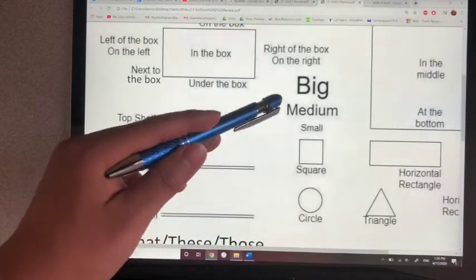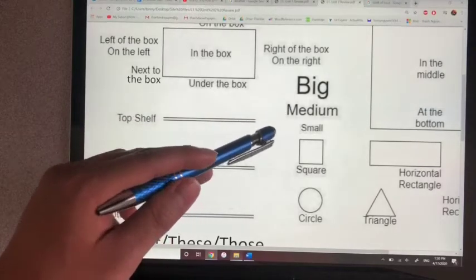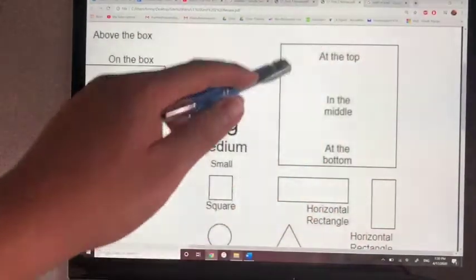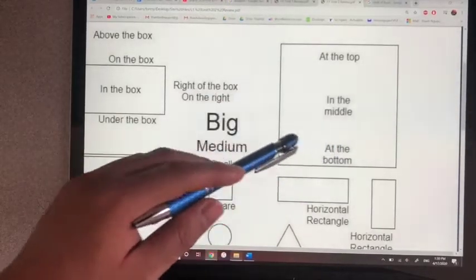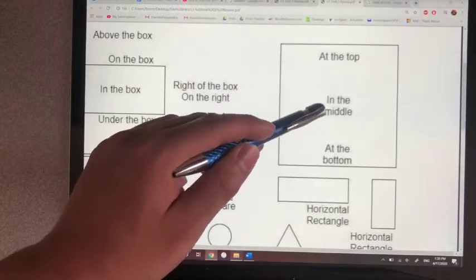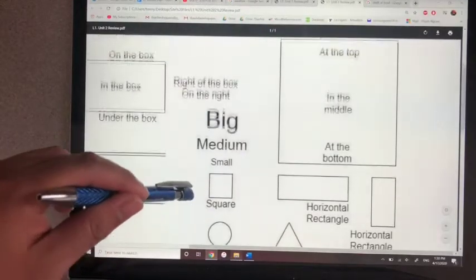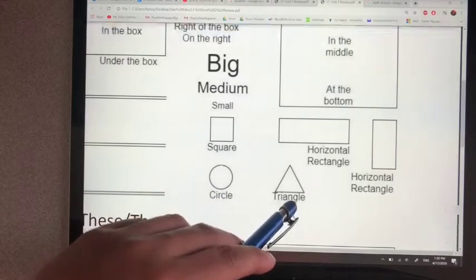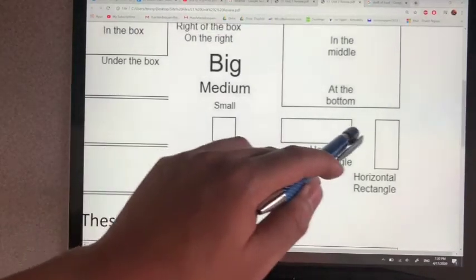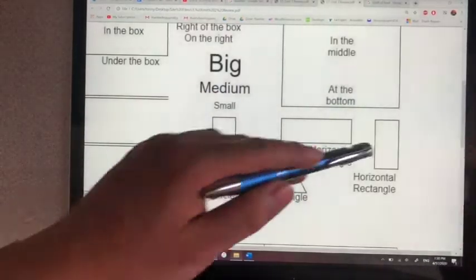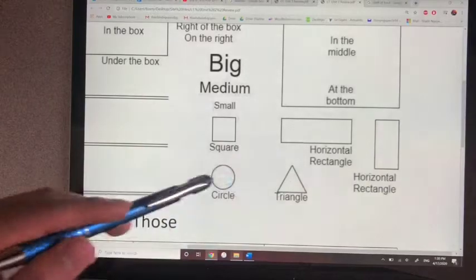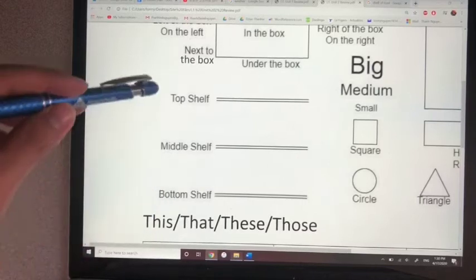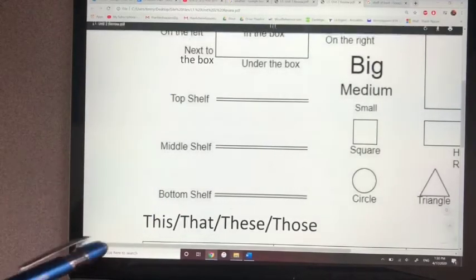And when we're talking about size, we have big, medium, and small. This is the box again. This is inside the box. Inside the box, we have at the top, in the middle, and at the bottom. And we have shapes: square, circle, triangle, horizontal rectangle, and this should say vertical rectangle. This is vertical rectangle. So in Unit 7, we're going to use the top shelf, the middle shelf, and the bottom shelf a lot.